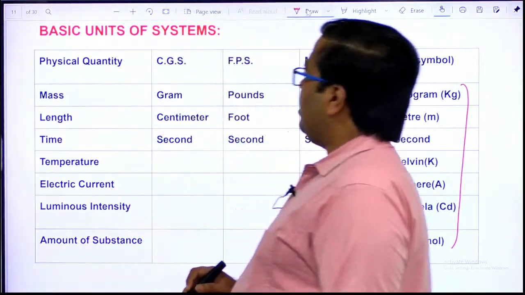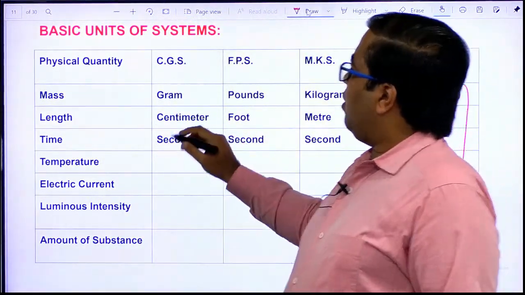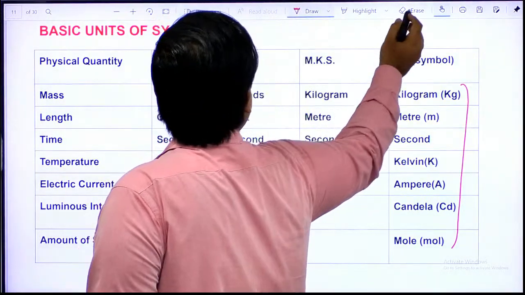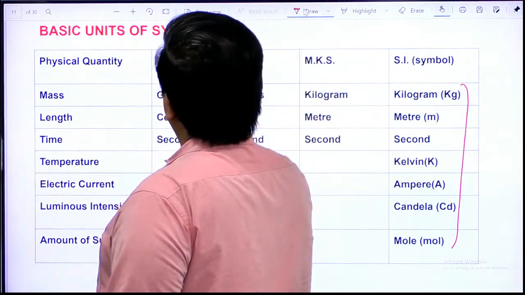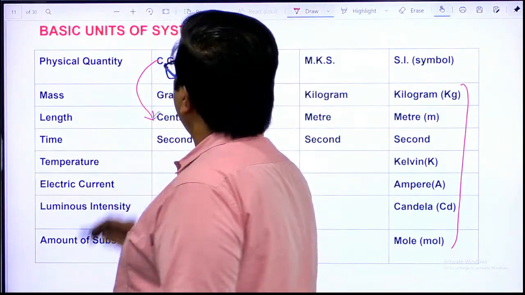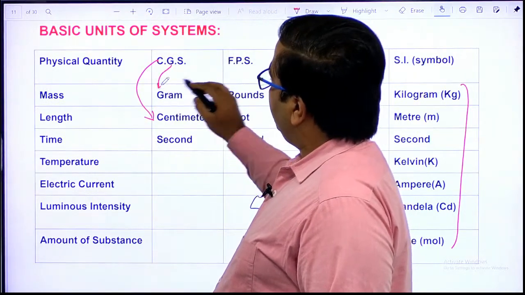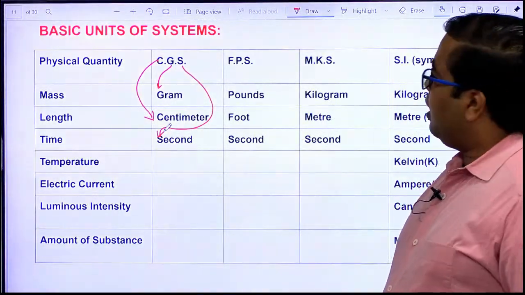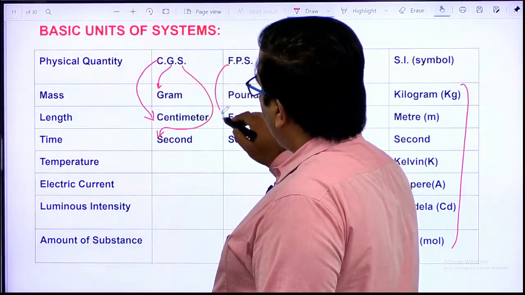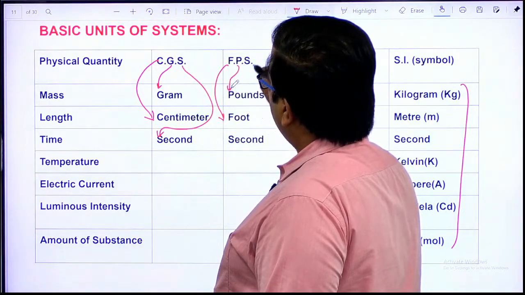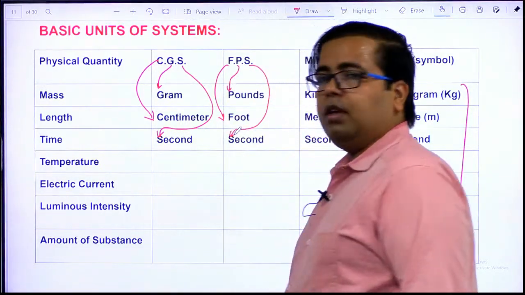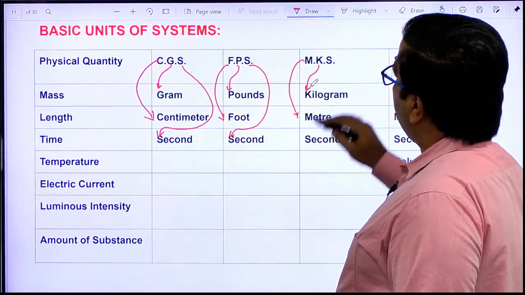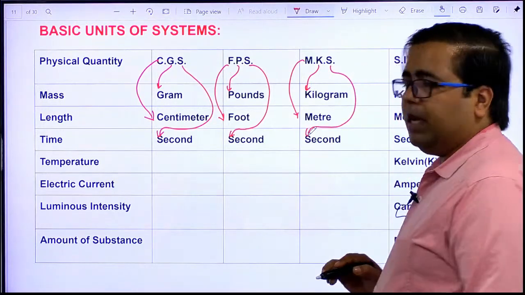So in CGS, the first letter C is for centimeter, G for gram, and S for second. That is the meaning of the CGS system. FPS: F for foot, P for pound, and S for second. In MKS: M for meter, K for kilogram, and S for second. Everything has a meaning.